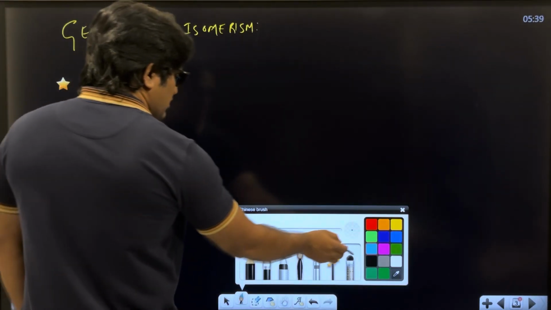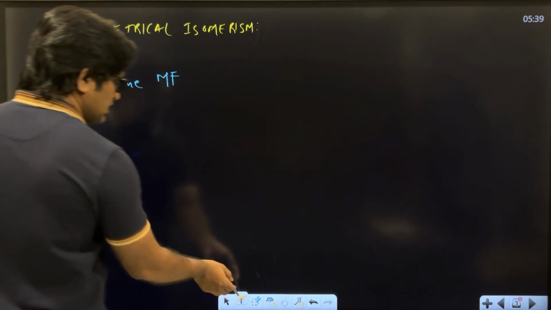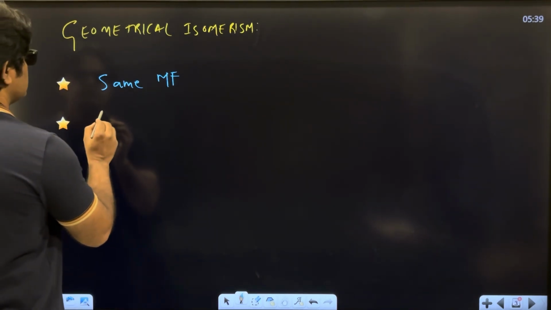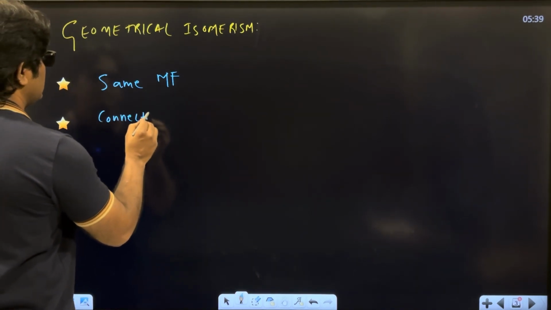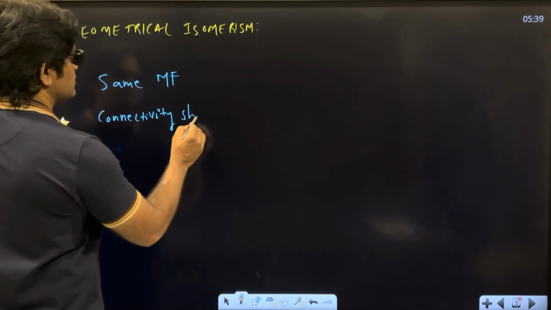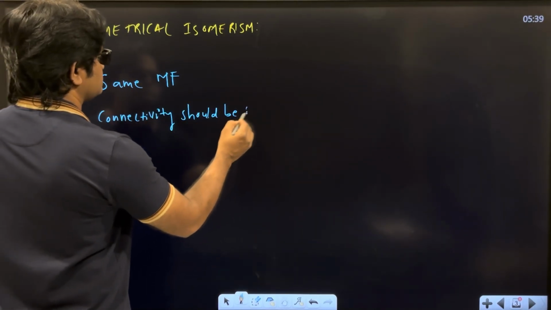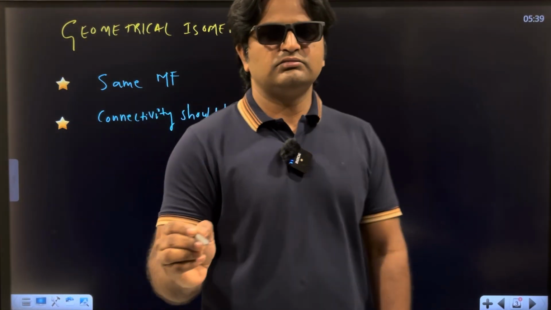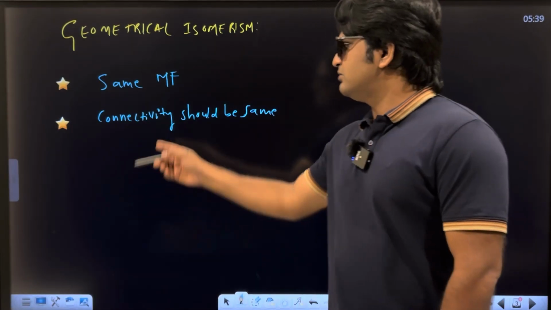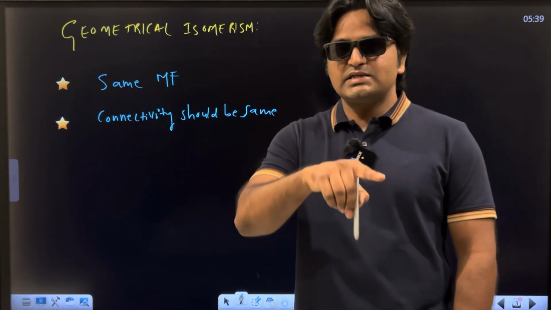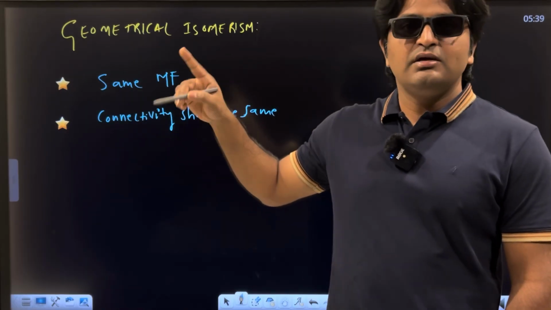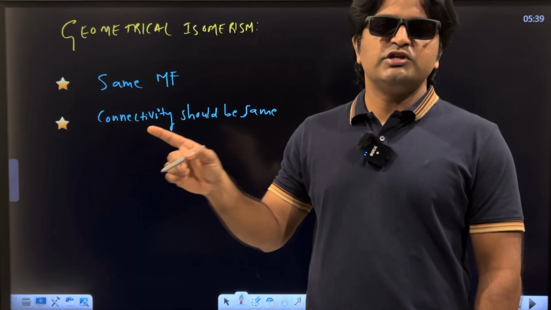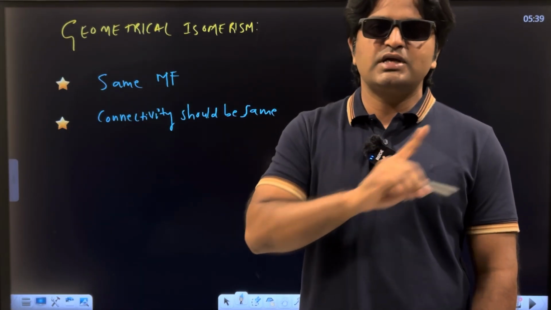Next, second point. In terms of connectivity, should it be the same or different? Connectivity should be the same. What is the first condition? Yes, same molecular formula. That is common for structural as well as stereoisomerism. And here connectivity should be the same. But in case of structural isomerism, we observe different connectivities. In case of stereoisomerism, either geometrical isomerism, optical isomerism, or conformational isomerism, connectivity should be the same. You don't change connectivity.